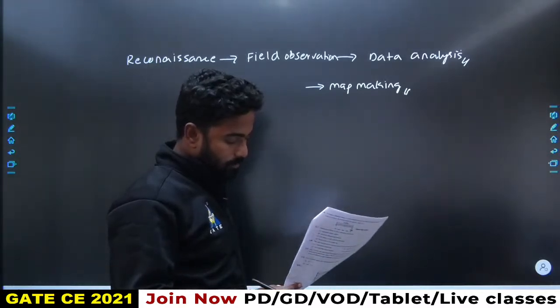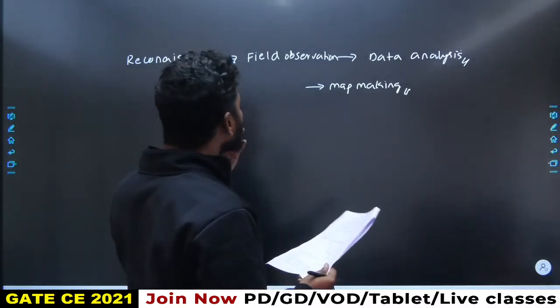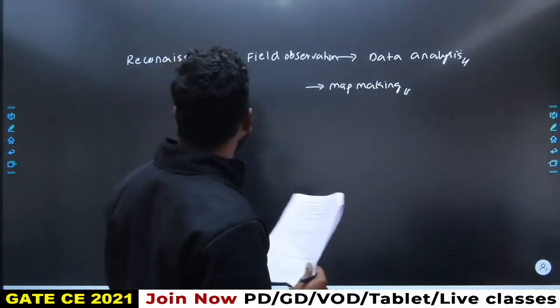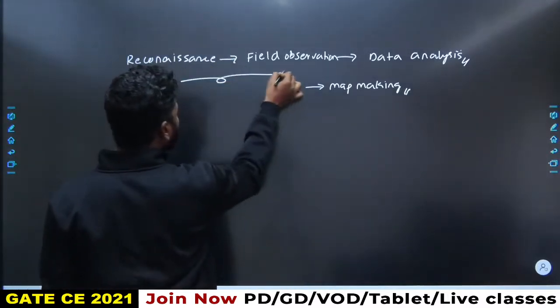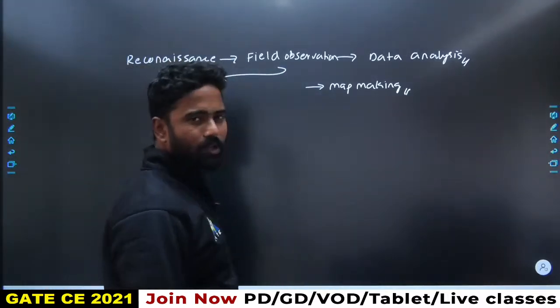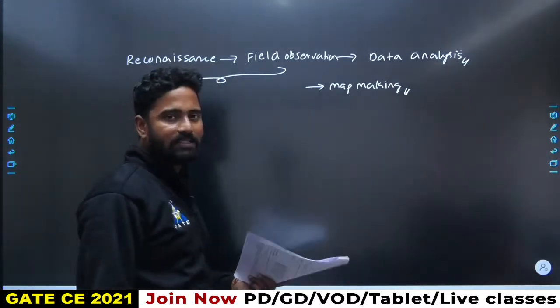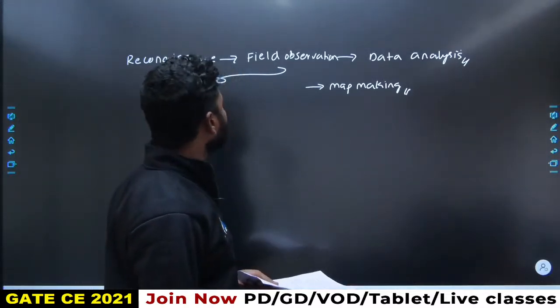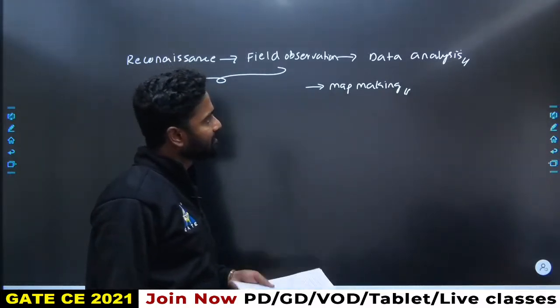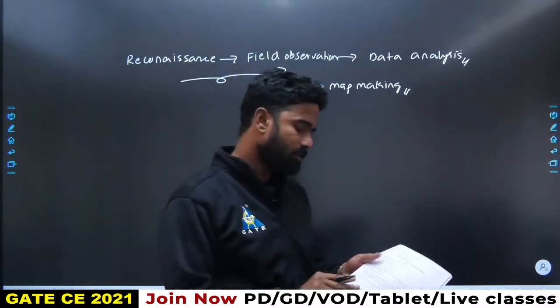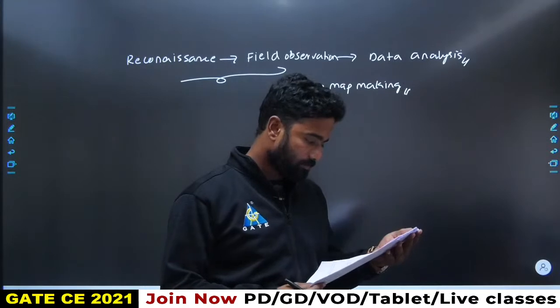Okay. So, this is how it goes. There is no proper notation between these two things. Field observation means whether they are going for reconnaissance survey, indirectly it is field observation only. So, this would be the better option. Let us see once the key is released how exactly things will change.